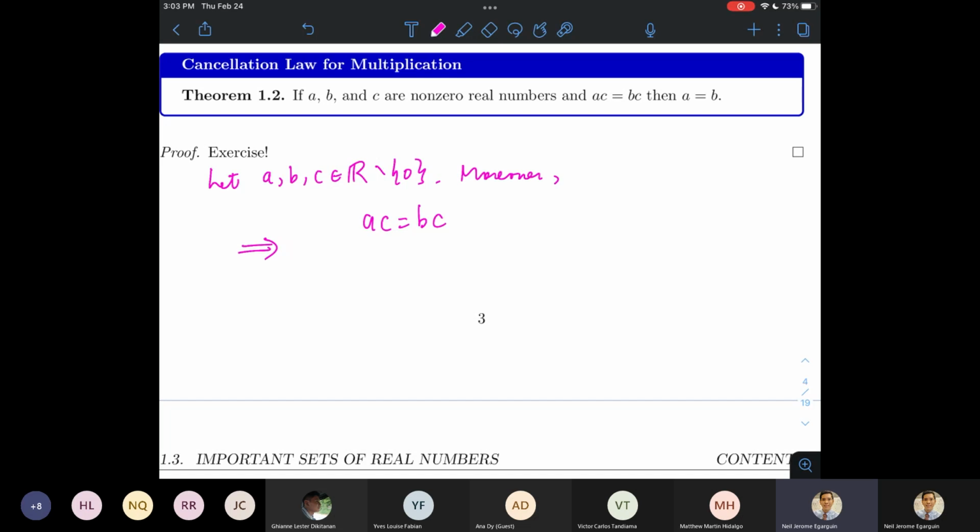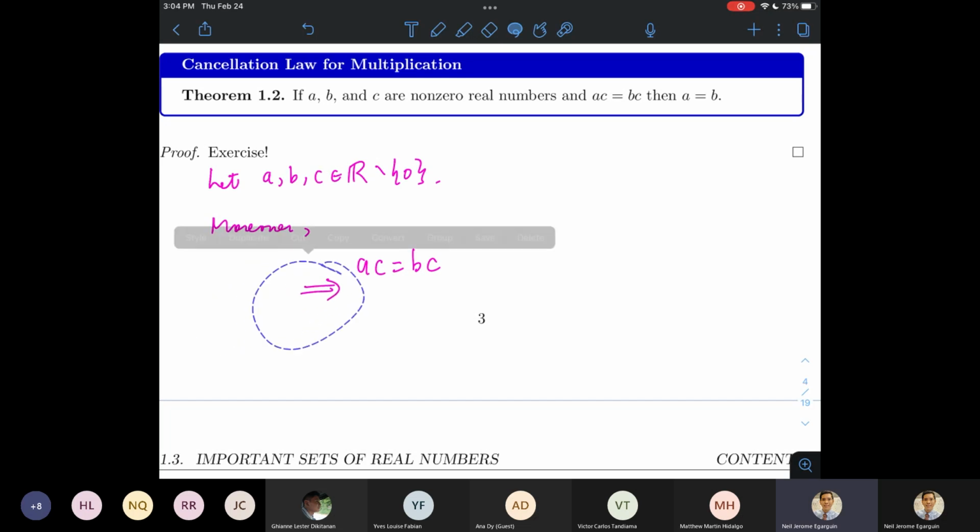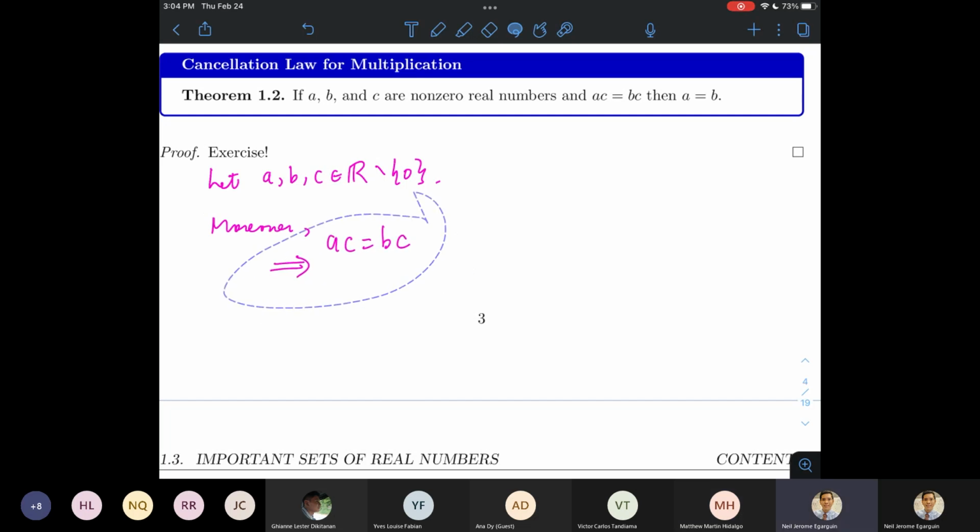So, okay, moreover, AC equals BC. Okay, siguro ilagay ko siya dito. Mukhang mas tama nga na unahin kong i-claim yung existence ng multiplicative inverse. Para kanino? Matthew, para nga kanino ko siya gustong gamitin? For C po. All right, for C. And I am sure that there exists a multiplicative inverse for C. Bakit?